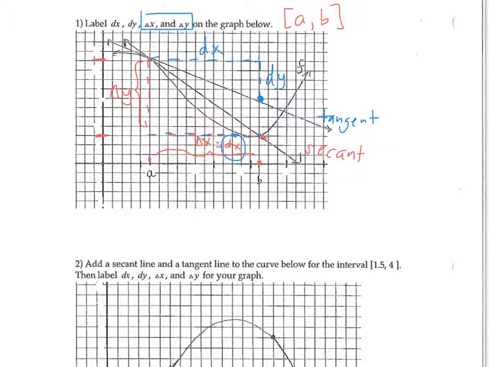But dx and delta x are always going to be the same. dy and delta y will not be the same, because if they were the same, then the tangent line and the secant line would be the same line.